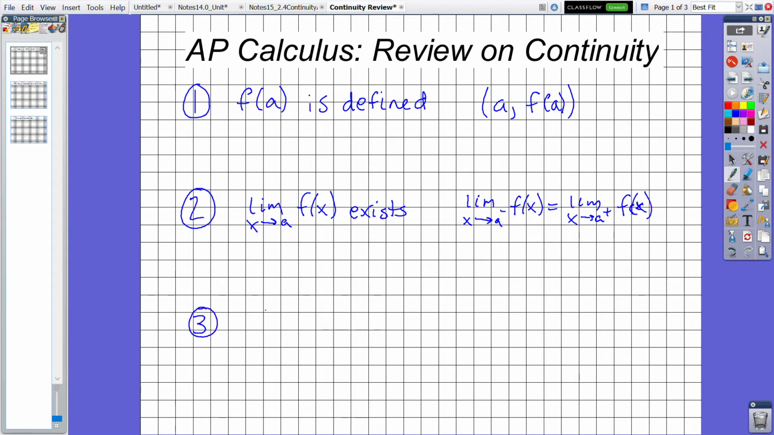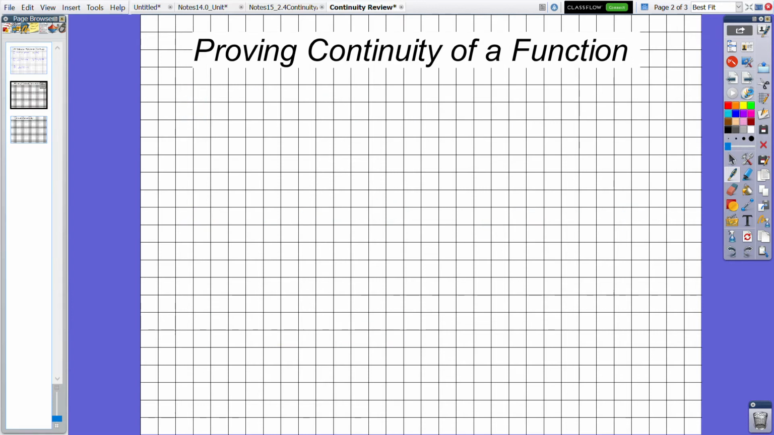The third one is that the limit that we tested above, as x approaches a of our function, is equal to the first value we tested. Remember, there's a way to prove that. It's a process. As soon as one does not check out, we know it's not continuous. So let's try a function out here.